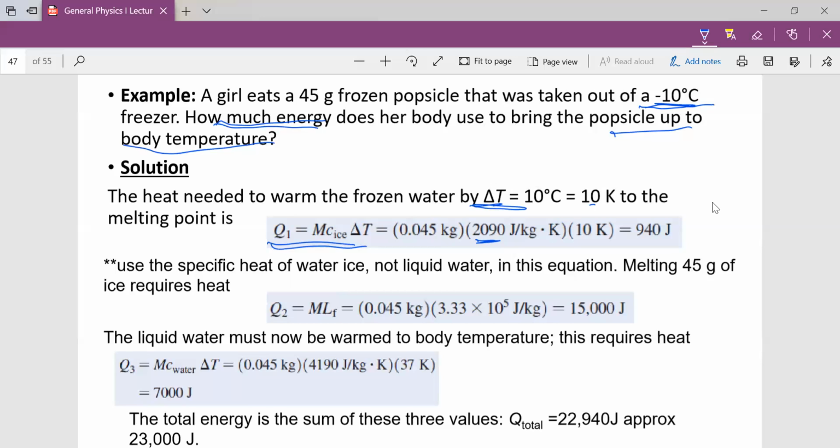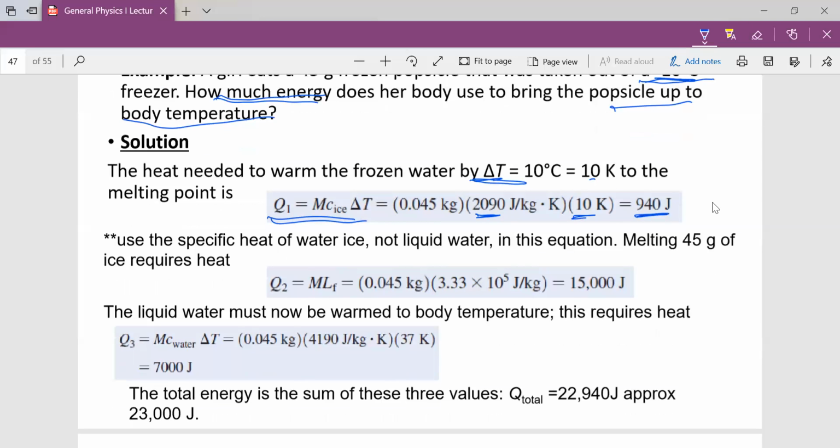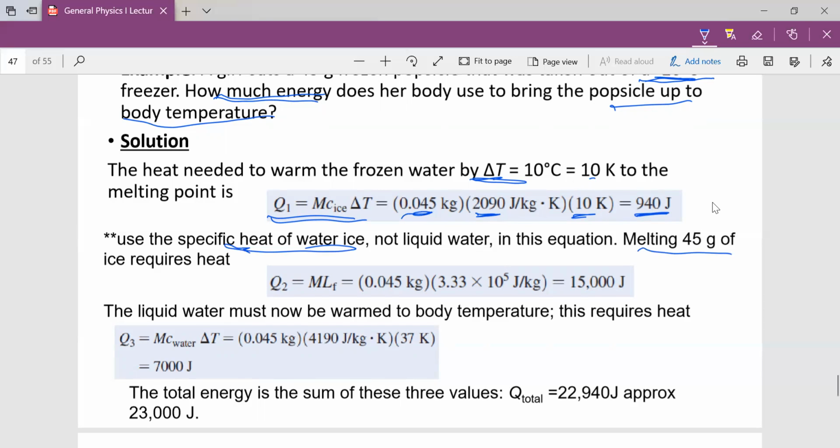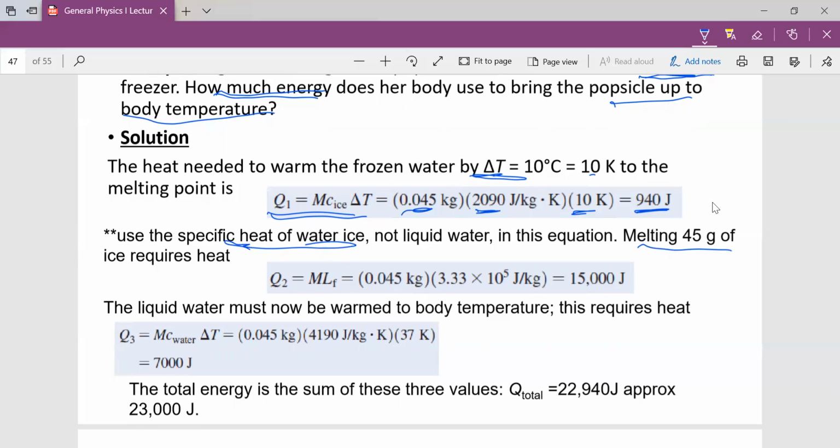So we'll apply that directly to get the 940 joules. So you notice that because it is ice, it's frozen, we have to use the specific heat for ice instead of water. Okay, and then we'll have the mass in gram, we converted to kilogram. So that's how those values became what we saw on that part.